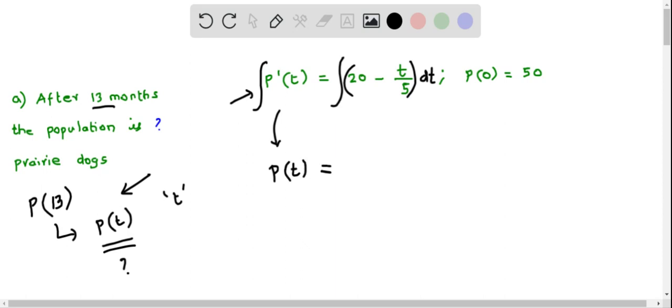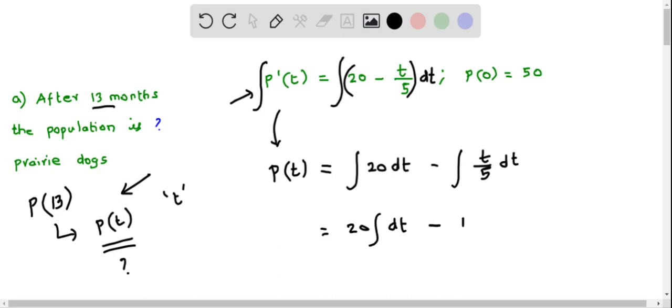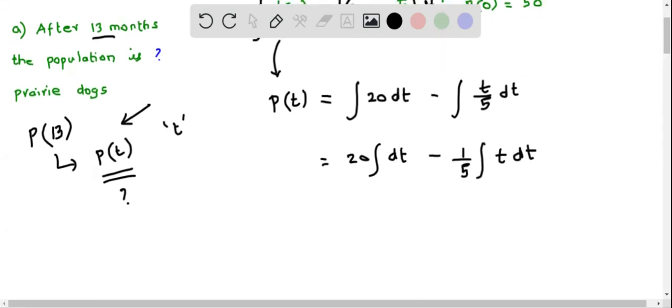So this becomes, on the right side also we have to find the integral of the two terms. So I can write this as 20 times integral of dt minus integral of t by 5 dt. And here this 20 is a constant, so it's just the integral of dt, minus this 1/5 I can factor out of the integral, and then I have to integrate only the t. So the integral of dt, or just this is 1 dt, is equal to t, and minus 1/5.